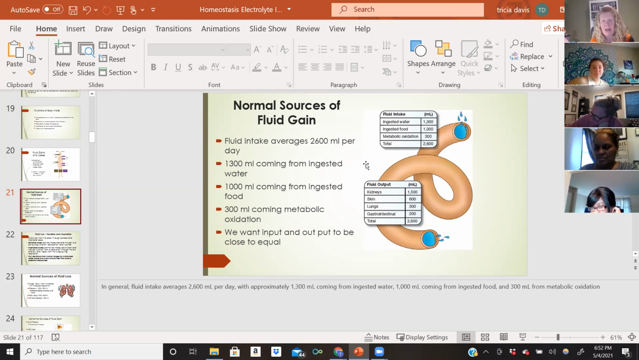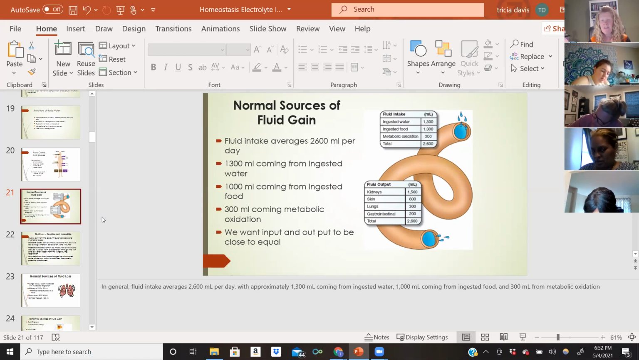It's estimated that about 1,300 mLs come from ingested water, so water that we drink. 1,000 mLs comes from our food, because our food has different water components. And then about 300 comes from metabolic oxidation in the body. We always want our input and our output to be as close to equal as we possibly can, because if not, then we have an issue.